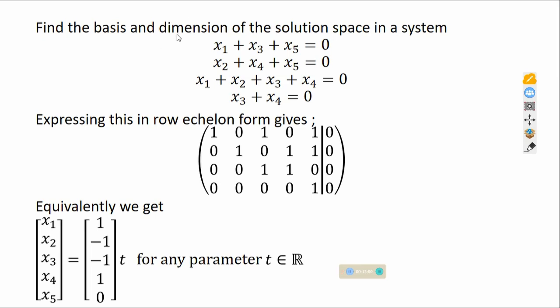So to obtain the basis and dimension for a homogeneous system, first solve the system normally and make sure that you express it in echelon form. Then having expressed it in echelon form, get the solution. The number of free variables that you will have in your solution set will determine the dimension and the basis for the given solution space. So that is basically how we obtain the basis and dimension.